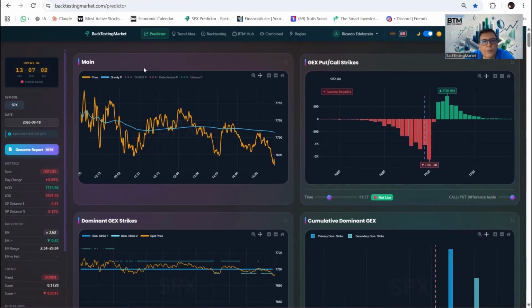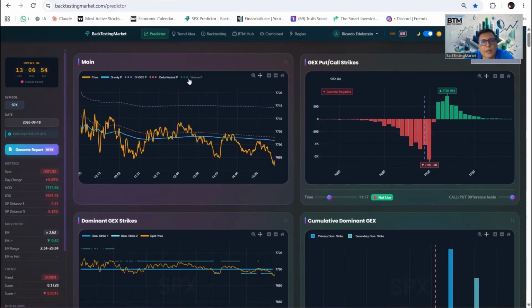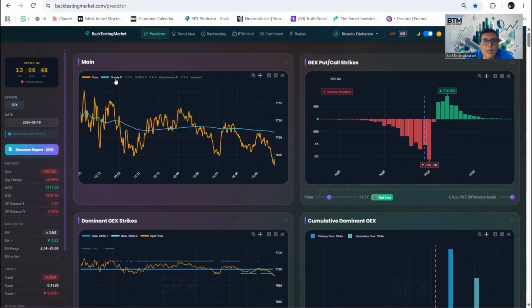We have another view that is called the main. The main has different points like open interest, delta, and volume. But the most important one, the one we use, is the gravity point, where normally the index goes at least once a day, looking to meet that blue line.